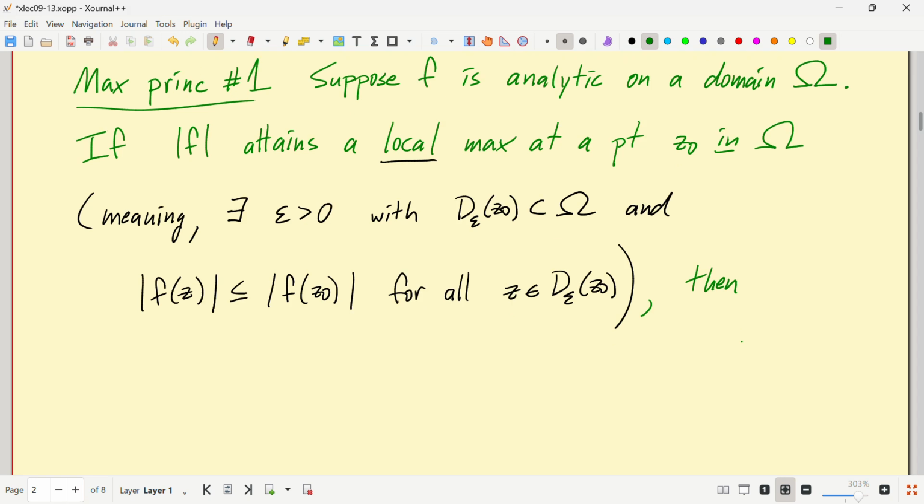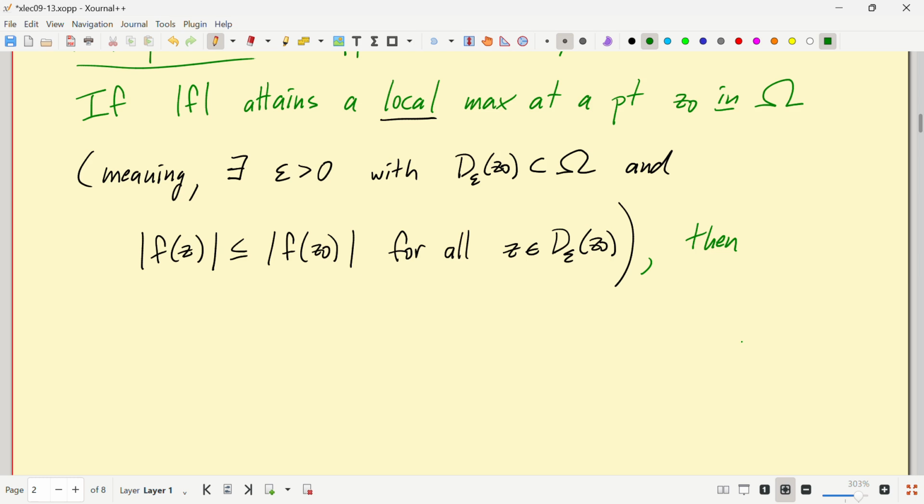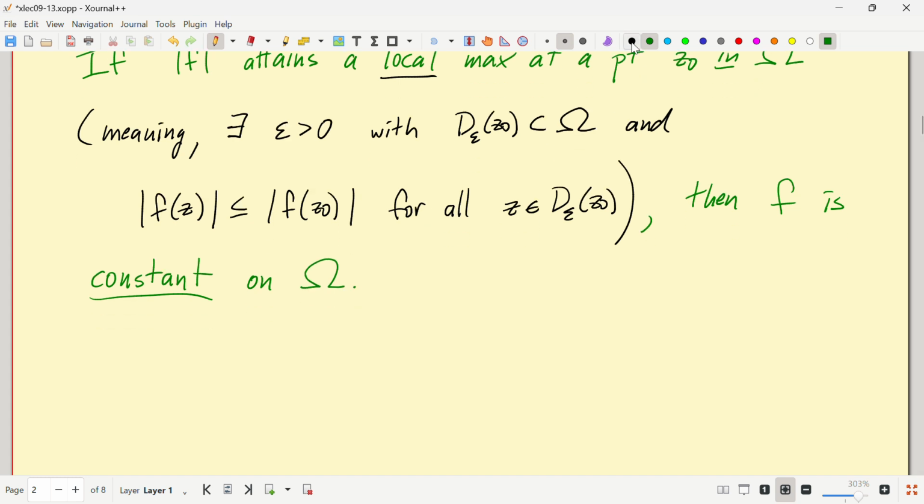So if you were thinking about the graph of the modulus of a function, it kind of means there's no place where you could sit down. You'll slide off because there's no possible place to sit really. That's one way to think about it. Then f is constant on all of omega. Okay, that's the maximum principle, the classic version. Okay, the proof is going to be kind of fun. With our calculus lemmas, it'll be a snap.